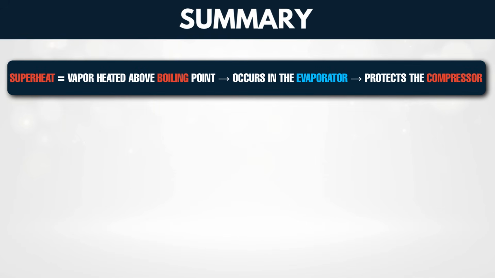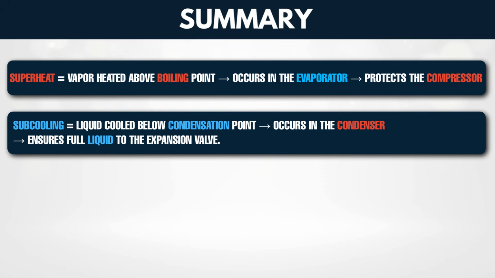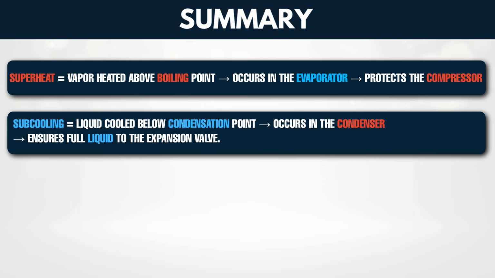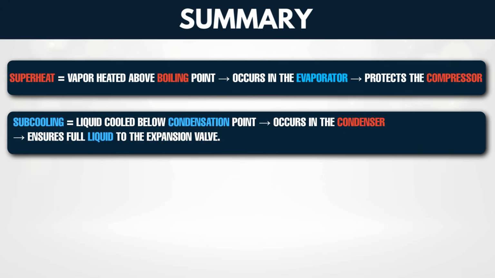To summarize, superheat means vapor heated above boiling point. It occurs in the evaporator and protects the compressor. Subcooling means liquid cooled below condensation point. It occurs in the condenser and ensures full liquid to the expansion valve. Both are critical measurements for efficiency, reliability, and accurate troubleshooting. By mastering these two concepts, you'll not only improve your diagnostic skills, but also extend the lifespan of the HVAC systems you work on.